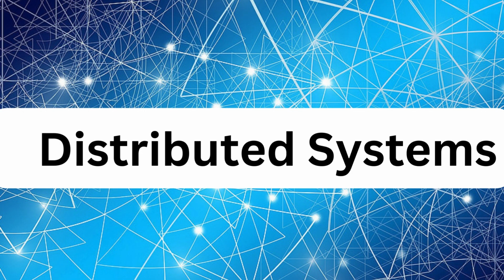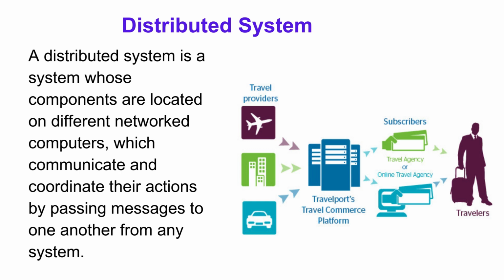Right. So, what's meant by a distributed system? A distributed system is a system whose components are located on different networked computers, which communicate and coordinate their actions by passing messages to one another.